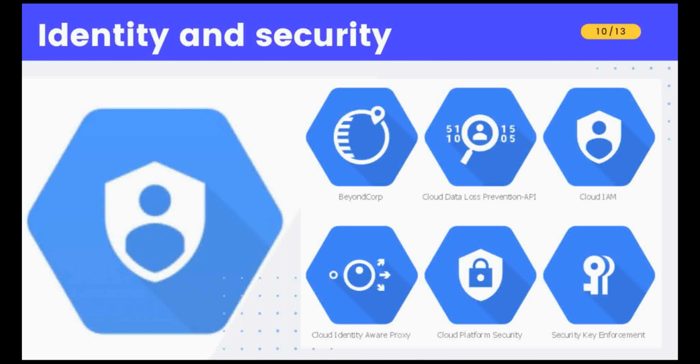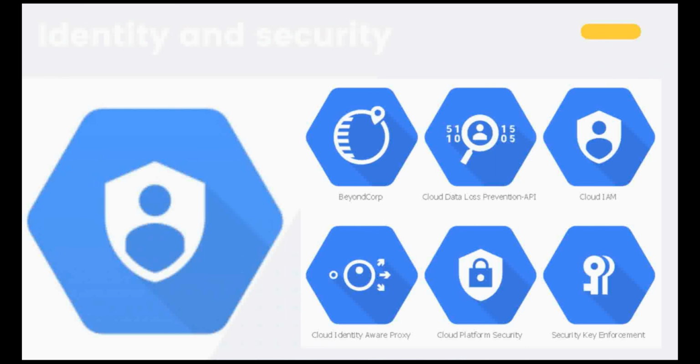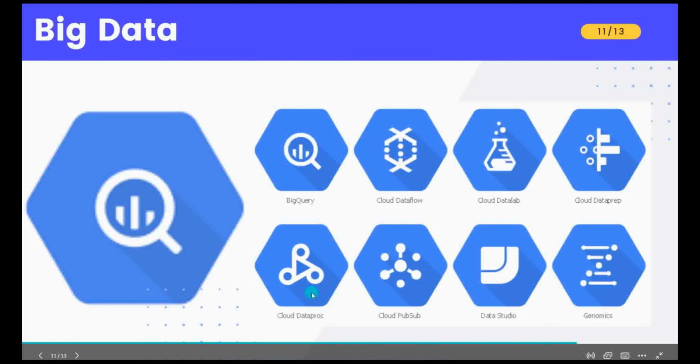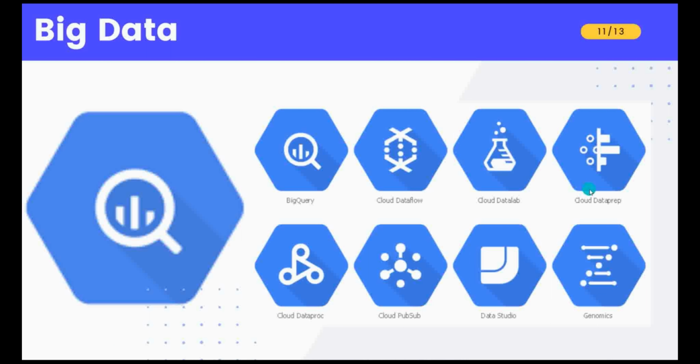Let's move on to the next services provided by GCP, that is big data services. Big data services has BigQuery, Cloud Dataflow, Cloud Datalab, Dataprep, Dataproc, Pub/Sub, Data Studio, and Genomics. BigQuery is a serverless data warehouse. It is used to store the data. Whereas Dataflow is a managed service used to run data processing jobs. Cloud Datalab is usually used by data scientists for analyzing and visualizing the data. Cloud Dataprep and Cloud Dataproc are used to process, analyze, and visualize the data.